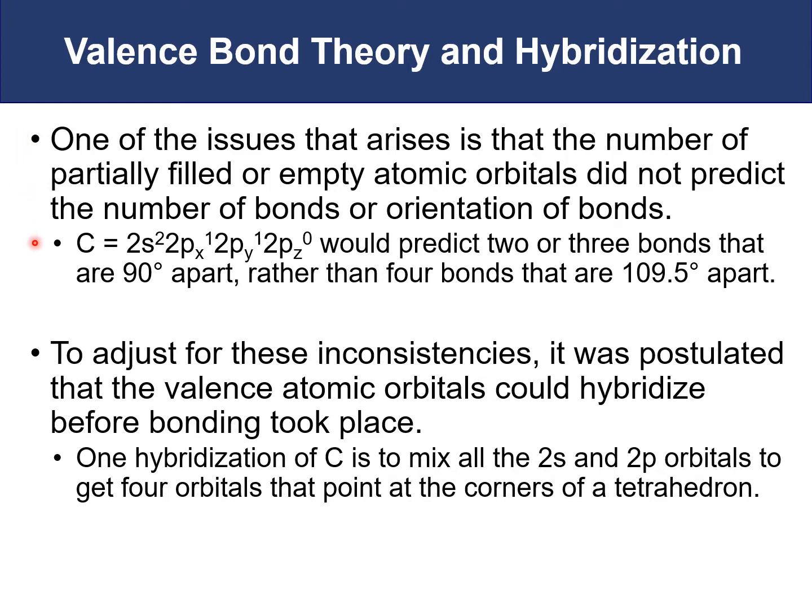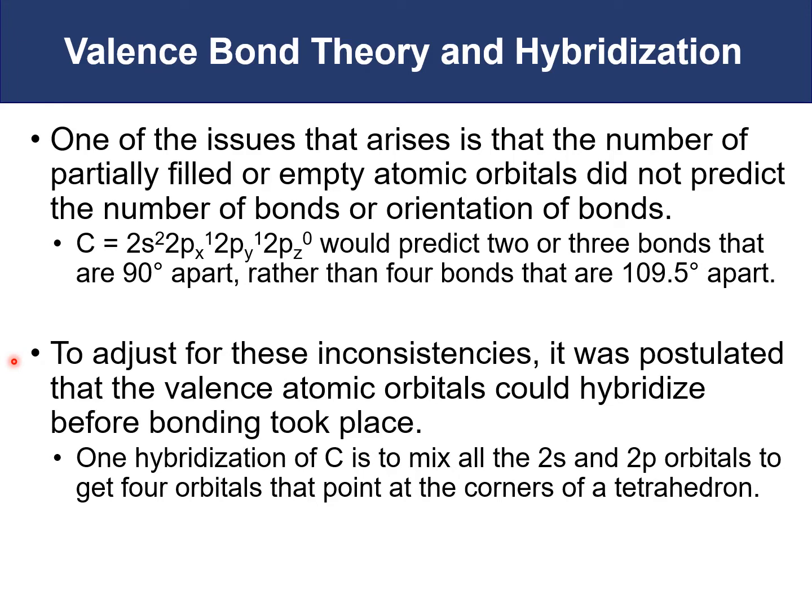If we look at carbon, whose valence electrons, we have two occupying the 2s orbital and then two p orbitals. So we could say that one is in the px and one is in the py, and then the pz is completely empty. From this, we would predict that two or maybe three bonds that are 90 degrees apart should be observed rather than what we would see for methane, where four bonds are 109.5 degrees apart.